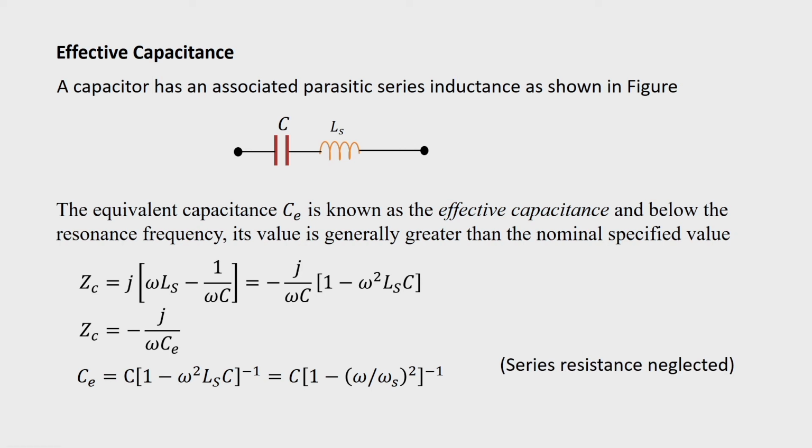Now, here we see that when omega is less than omega s, this bracketed term will be less than 1, and therefore, C will be effectively divided by this term because of this power of minus 1, and therefore, we will have C effective greater than C. So, we see that because of this parasitic inductance present, we have a capacitance value which is actually more than the capacitance value which we want.